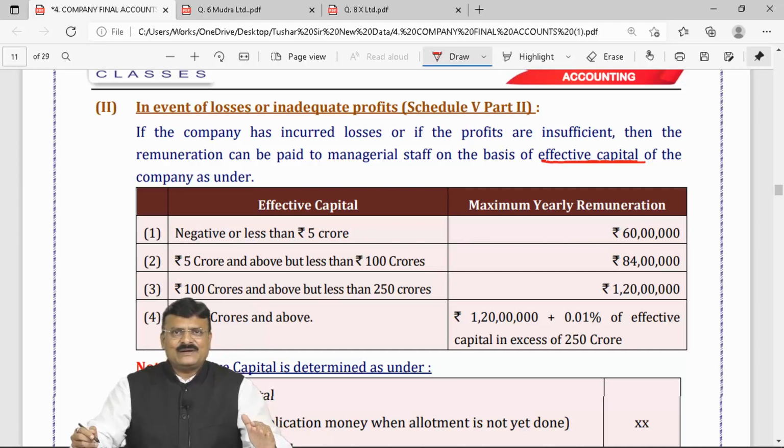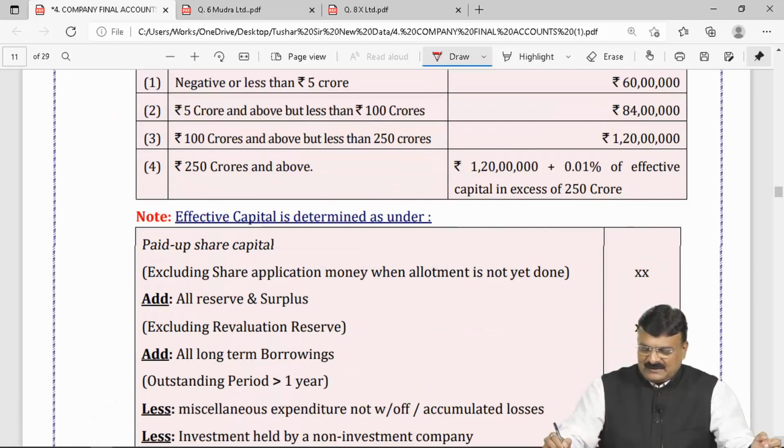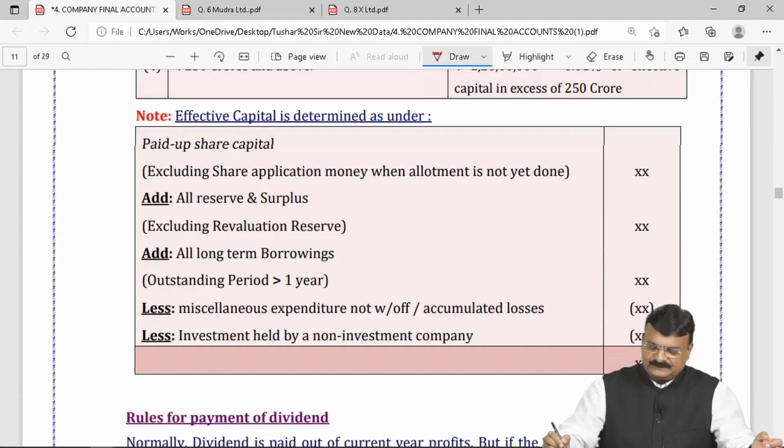Then the question definitely comes, sir, what is effective capital? How do you find effective capital? Effective capital can be found out in this way. Paid up share capital, that is equity share capital plus preference share capital, excluding share application money when allotment is not yet done. Add all reserves and surplus, excluding revaluation reserve.